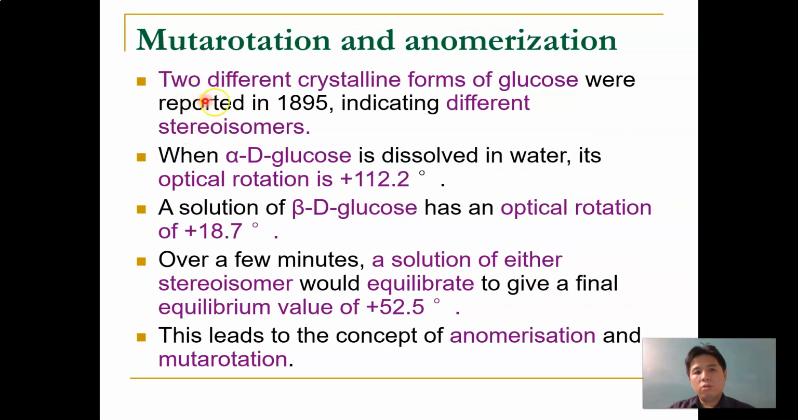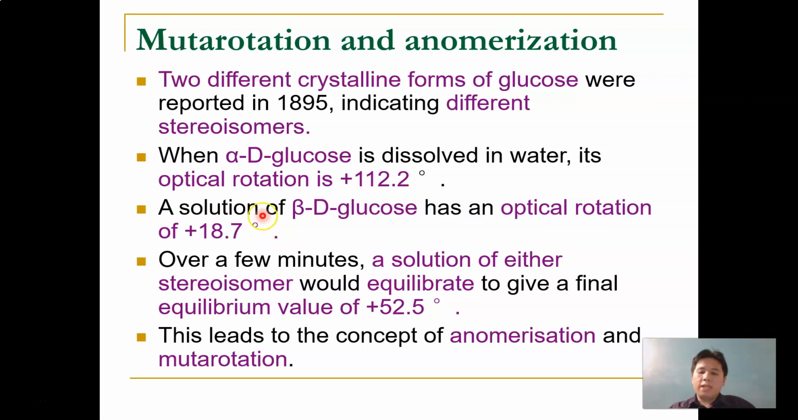Two different crystalline forms of glucose were discovered because there's an alpha and a beta glucose when it forms a ring. That means alpha and beta will have different crystalline forms. This indicates that they are different stereoisomers. Alpha glucose has an optical rotation of 112.2. Optical rotation is something that you would be able to measure in the lab. The lab practical actually has this sort of measurement. A solution of beta glucose will have an optical rotation of 18.7. So this is 112.2, this is 18.7. One is a lot higher than the other.